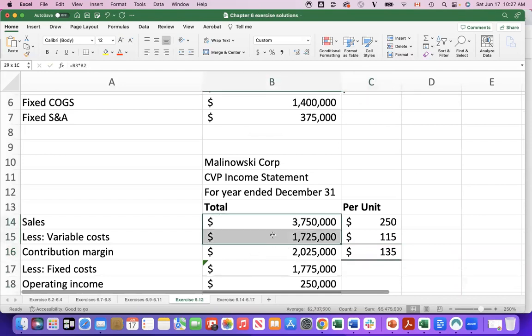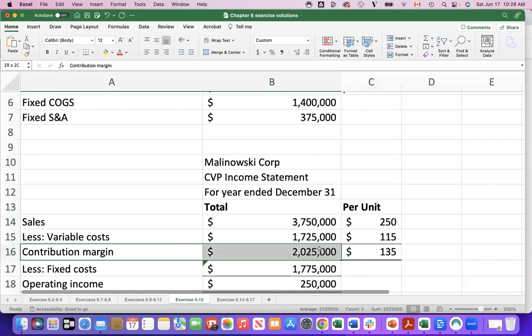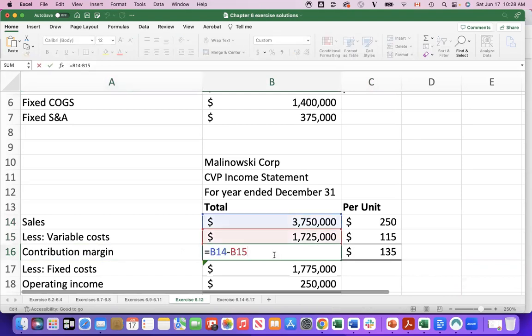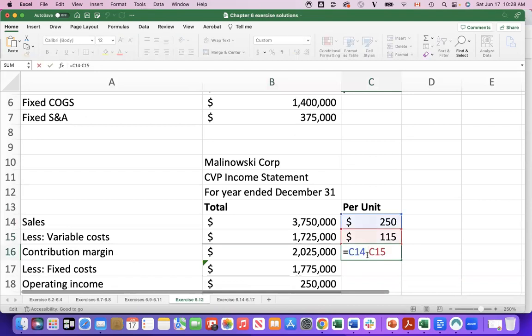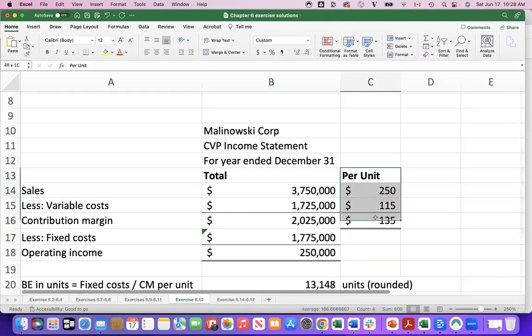We subtract these two to get to our contribution margin. So contribution margin, remember, it's sales less variable costs. So total contribution margin was $2,025,000. Contribution margin per unit, we calculate it the same way. It's selling price less variable cost per unit. So we get contribution margin per unit of $135. And again, that's where this column ends.